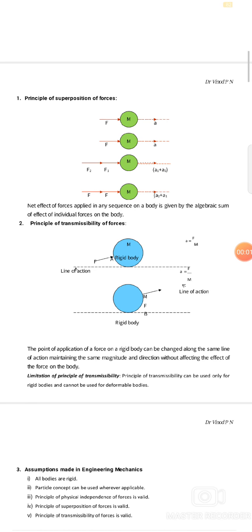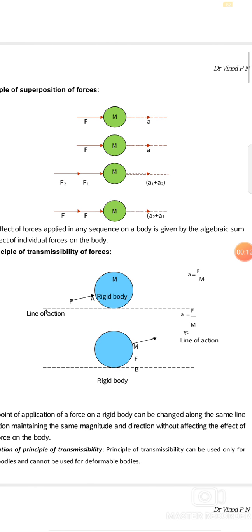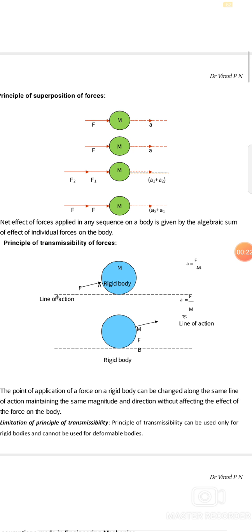Hi everyone. Now it is the continuation of chapter 2, that is from module 1 of engineering mechanics. So it is with the principle of superposition of forces. We can see there is a sphere, and there is a force which is acting on the sphere M. At the right-hand side there will be another force, A. The same way, F2 and F1 are two forces which are acting on that single sphere.